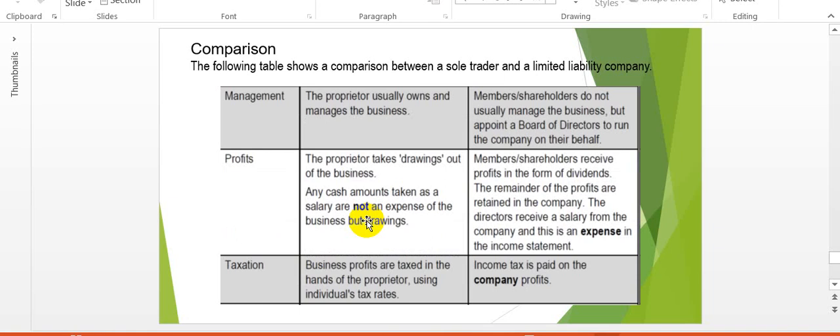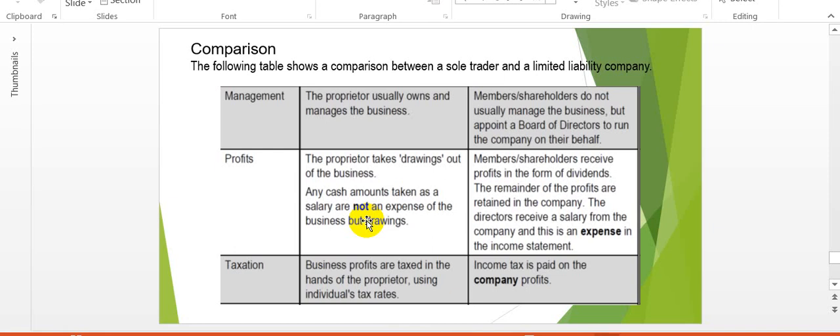The next comparison is the management. The sole trader usually owns and manages the business on their own, whereas in the limited company, the shareholders do not usually manage the business, but they do appoint a board of directors to run the company on their behalf.